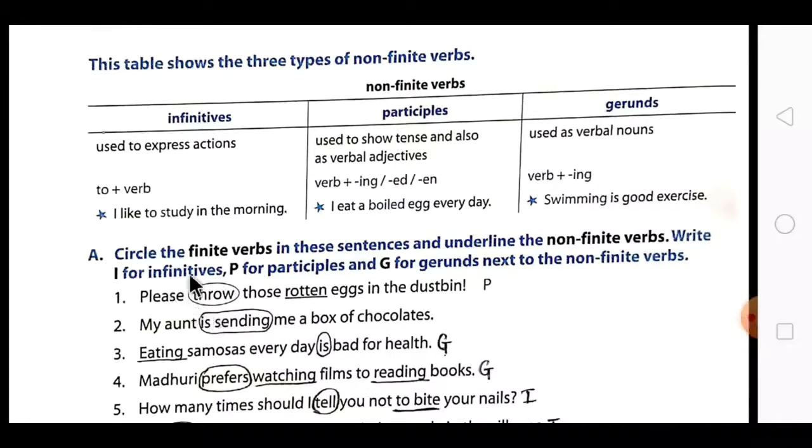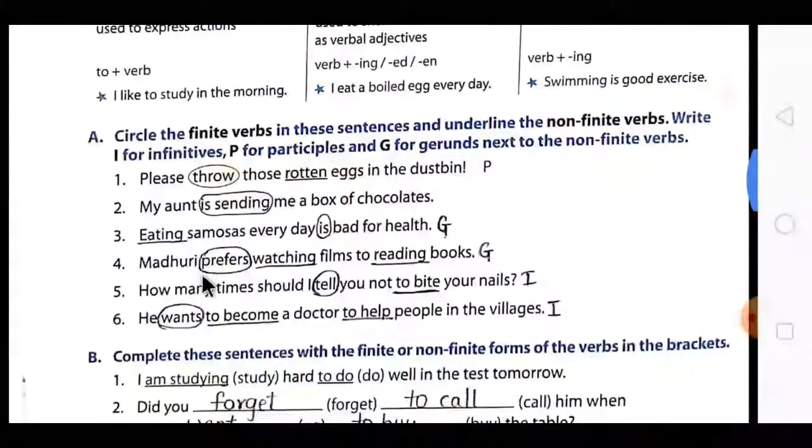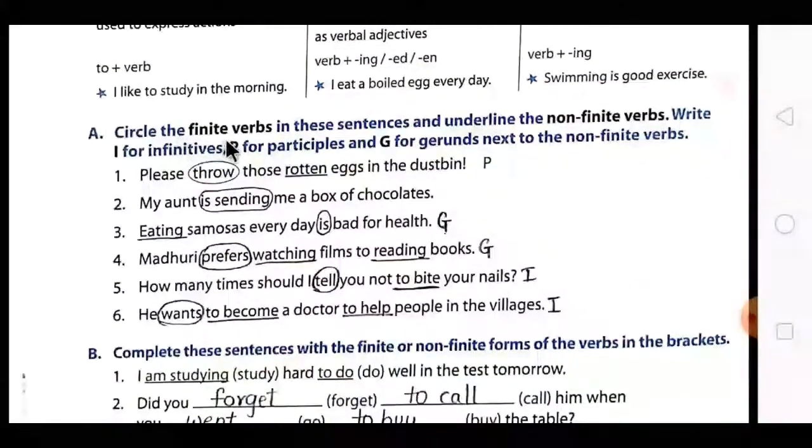Now let's move on to the next exercise. Here it is given: you have to circle the finite verb in this sentence and underline the non-finite verbs. And one more thing you have to do: write I for infinitives, P for participles and G for gerunds next to the non-finite verbs.